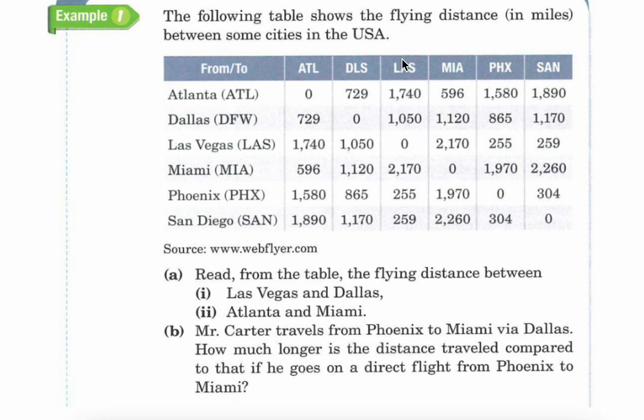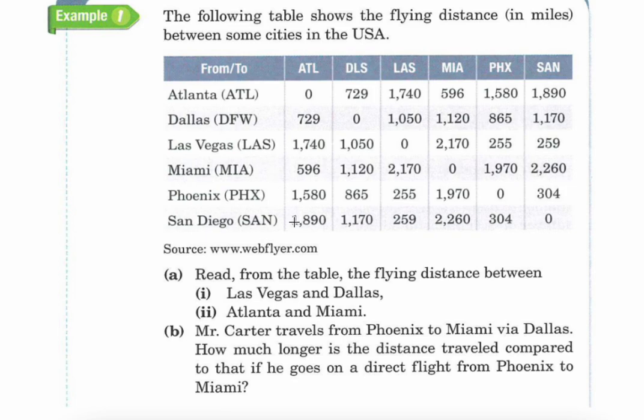This is actually from a website where they're showing you the flying distance in miles between some cities in the US. So part A wants us to read from the table and figure out the flying distance between Los Angeles and Dallas, and then the flying distance from Atlanta to Miami. And then part B asks, Mr. Carter travels from Phoenix to Miami via Dallas, meaning a stopover in Dallas. So we want to know how much longer the distance traveled is compared to if he were to get a direct flight from Phoenix to Miami. Go ahead and pause the video and try it on your own first.